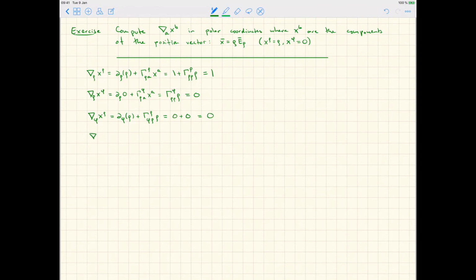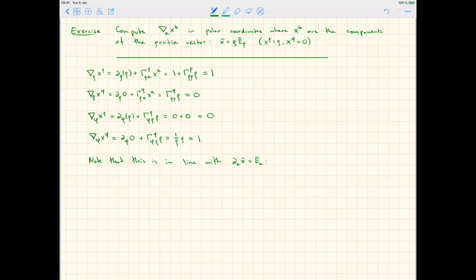Finally, for ∇_φ x^φ, this is equal to ∂_φ acting on 0 plus Γ^φ_{φρ} times ρ. And here the first term is 0, and the Christoffel symbol in the second term is 1 over ρ, and we therefore find that this is equal to 1. Note that this is exactly in line with the partial derivative in the a direction of the position vector being equal to the tangent vector basis.